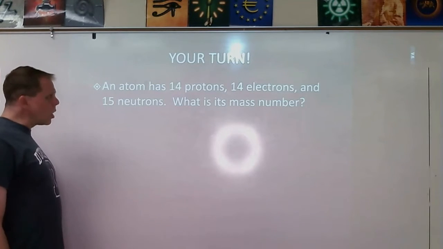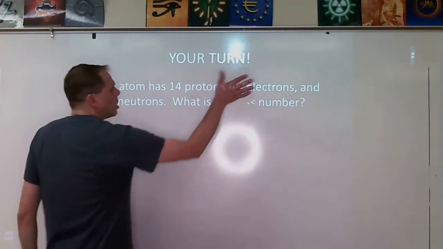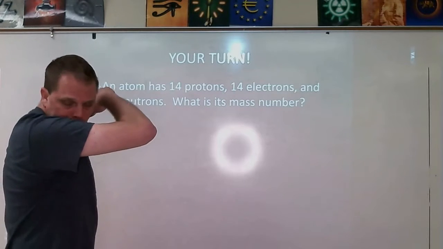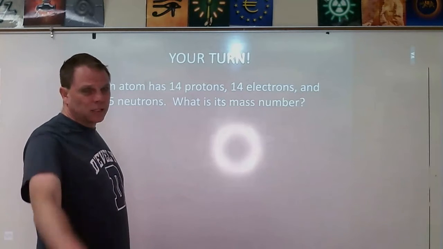So if an atom has 14 protons, 14 electrons, and 15 neutrons, what's its mass number? Don't pay attention to the electrons, it doesn't matter in terms of this. Add up the 14 and 15, and you got it, 29 is the answer.